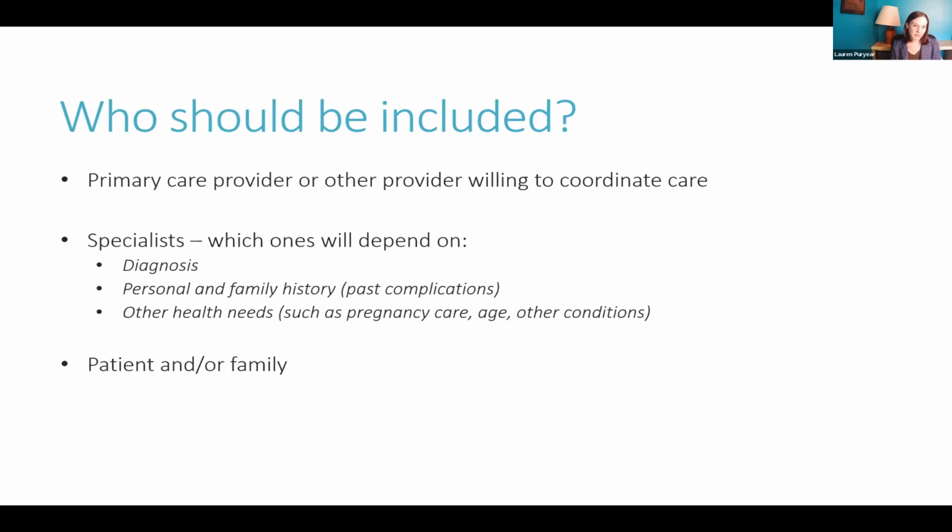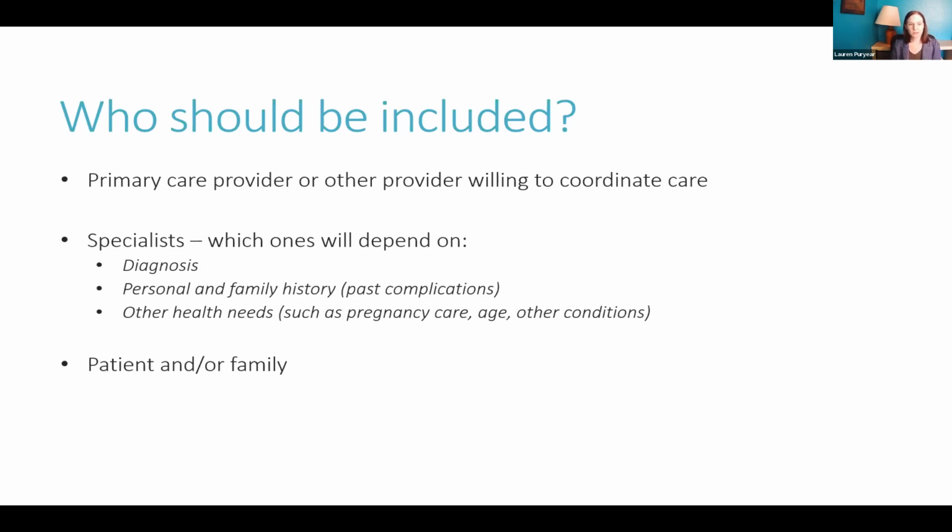Which specialists they need will depend on the specific connective tissue diagnosis. So somebody who has Marfan syndrome might need a slightly different set of specialists than somebody who has vascular EDS. It might depend on the patient's personal and family history. So what complications do we see in the family that we might be concerned about? And then if they have other health needs, they might have specialists who are looped in as part of that care team because maybe the patient is pregnant. You might have a different specialist depending on the age of the person or other kind of comorbid conditions.